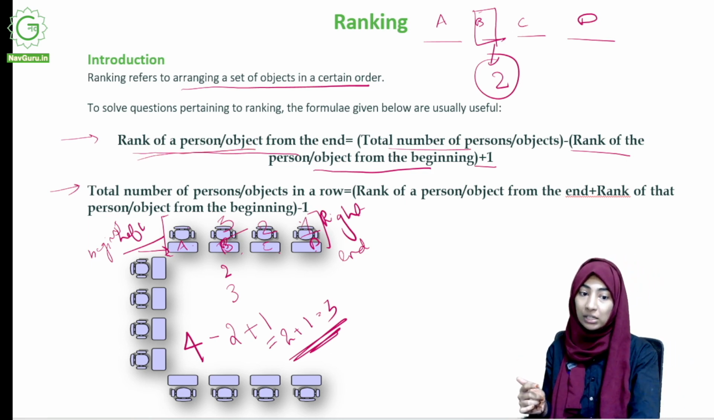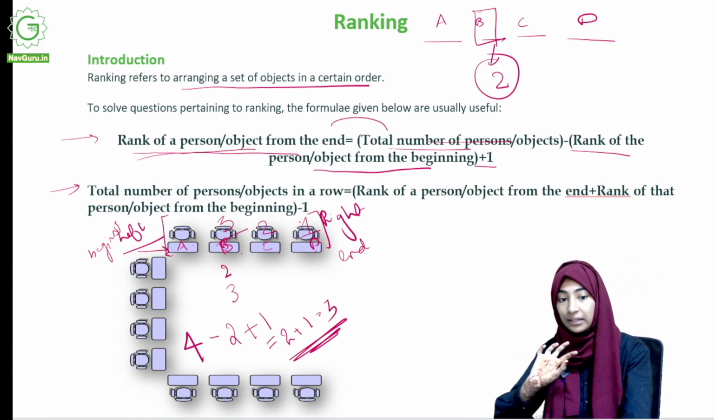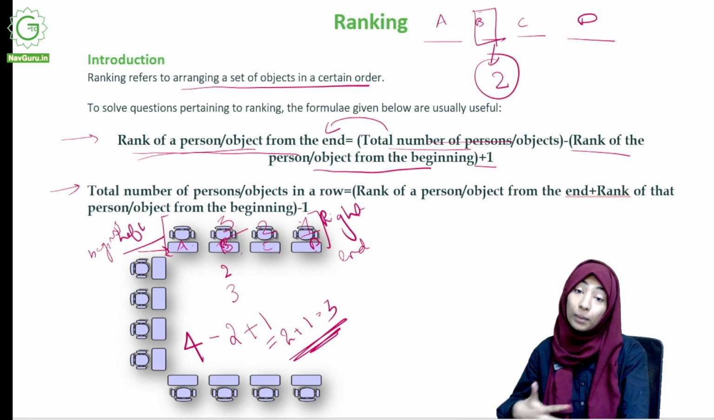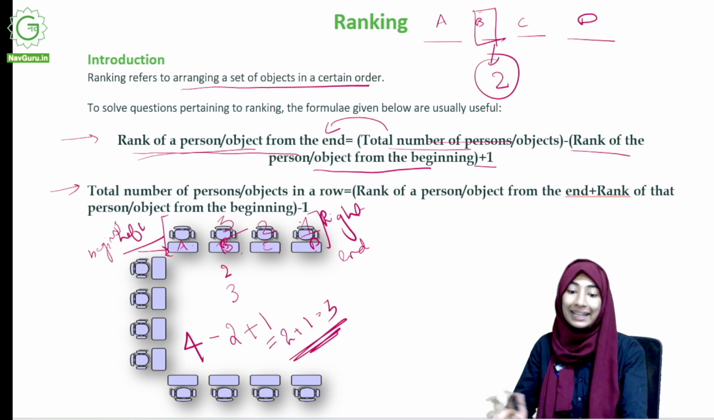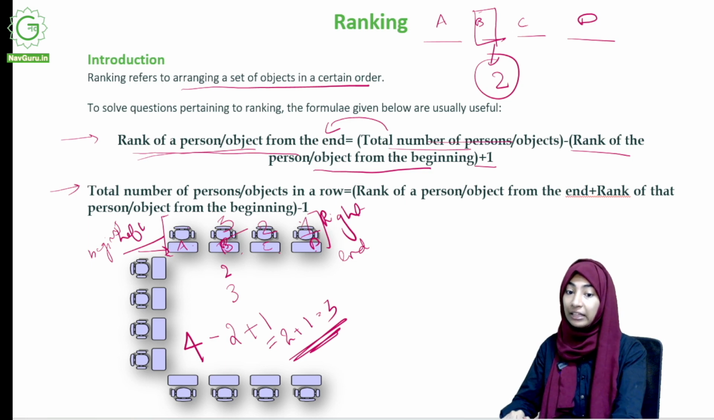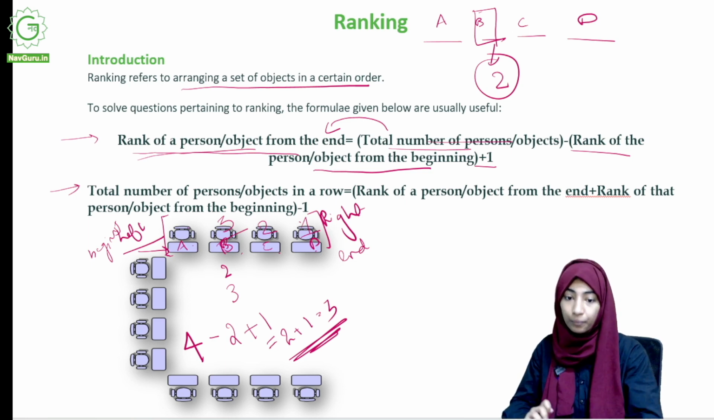You will have the total number of people and you will be asked to find the rank. The second kind is you will be given the rank from both the beginning and the end, and you will have to find the total number of people in the row. How do you do that?